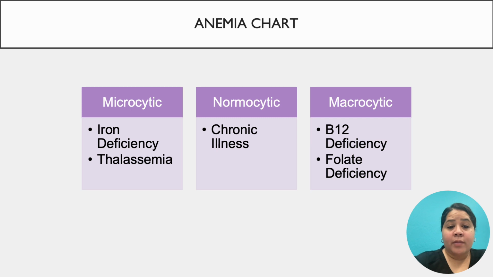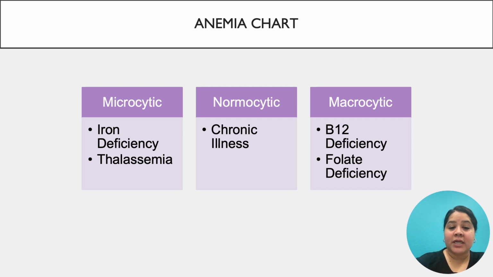One thing to remember under macrocytic anemias is that regardless of what your suspicion is that the patient has, whether it's B12 or folate, we usually draw both labs together for B12 and folate because oftentimes they coexist together. I hope this made sense.